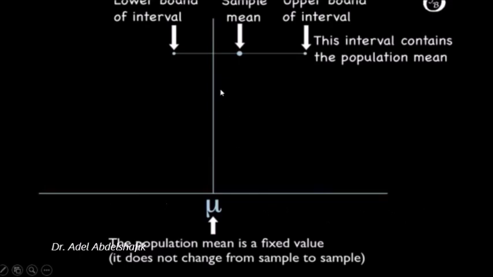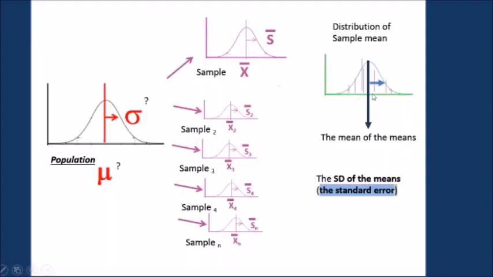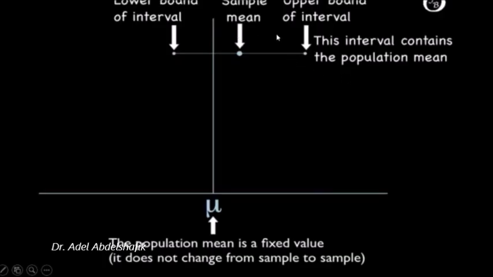Suppose this is the population and this is the mean of the population that we don't know. And this is the sample and this is the mean of the sample. Now, for the standard deviation we calculated here, if we go 2 standard deviations up and 2 standard deviations down, then this is the 95% interval. We are sure that the real unknown mean of the population is located inside the 95% interval of the mean of the sample.